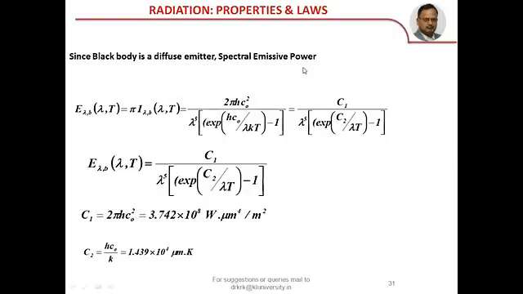Since a black body is a diffuse emitter, the spectral emissive power can be obtained by using this formula and thereby parameters in this as 2hc0 square lambda to the power, etc., where the 2 pi h, Planck's constant, etc., can be taken as all of these can combine together as another constant c1, c2, etc., and you will get the functional relationship E as a function of lambda and T.